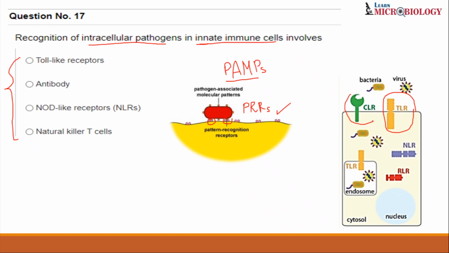Then we have CLR. CLRs are also present on the outer membrane. Then we have 2 receptors inside the cell. One is called the NLR and the other one is called the RLR. As we can see, TLR is also present in the endosomal membrane. So this is the basic concept. Now let's move to the question.